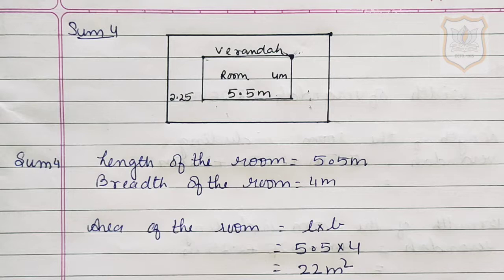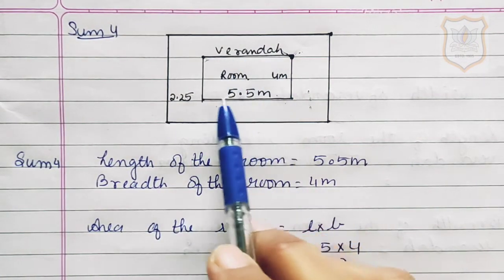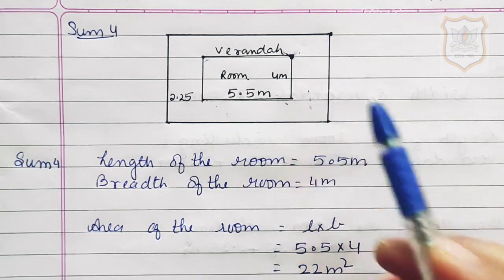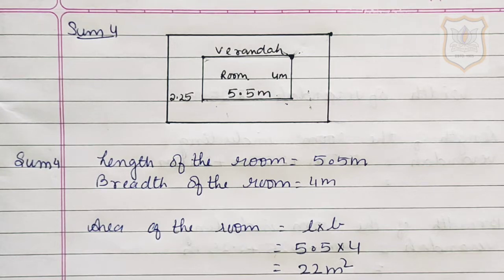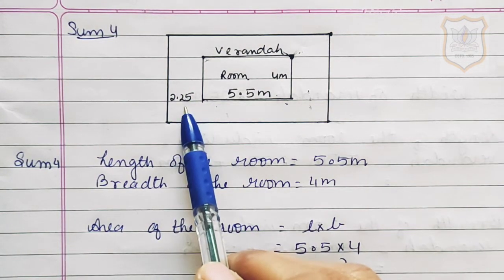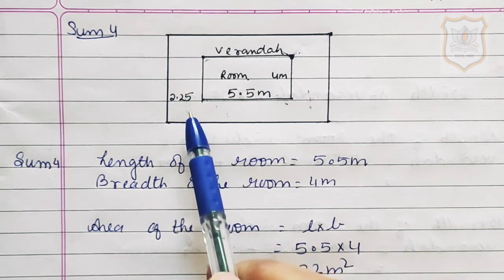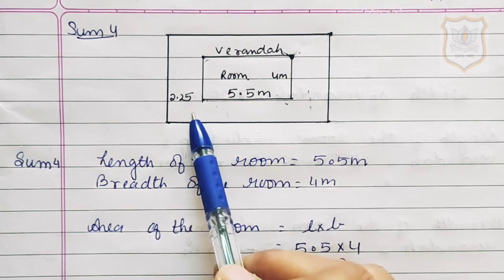Students, what was given in the question is that the veranda of width 2.25 meter is constructed all around outside a room which is 5.5 meter long and 4 meter wide. Here a room is given whose length is 5.5 meter and width is 4 meter, and there is a veranda of width 2.25 meter all along the room. So here we have to find out the area of this veranda, and then we have to find out the cost of cementing the floor of the veranda.